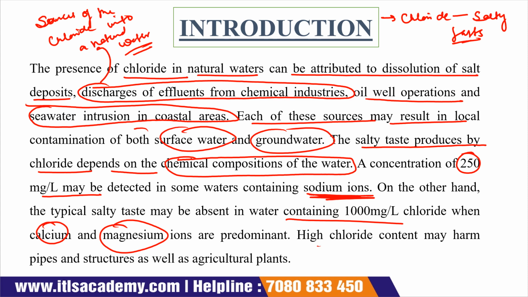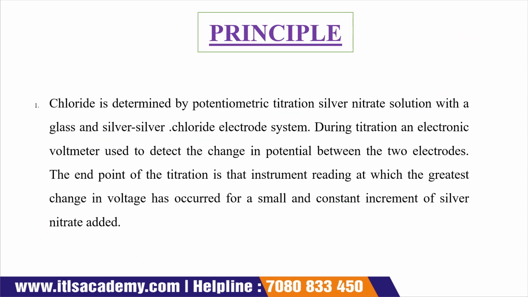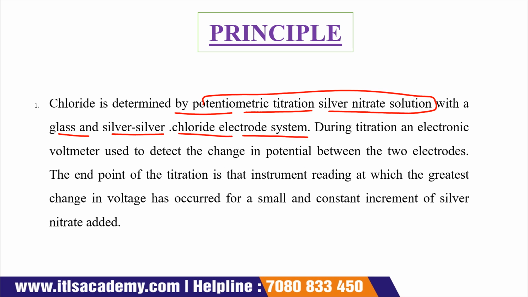High chloride content may also harm pipes and structures as well as agricultural plants. That's why it is very important to determine the chloride concentration in water. Principle: chloride is determined by potentiometric titration with silver nitrate solution. Here the method that we are going to use is potentiometric titration with silver nitrate solution, with a glass and silver chloride electrode system.